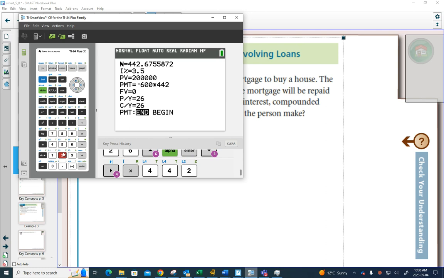But just making that little decision to go every 2 weeks instead of once a month takes off another 10 grand. Crazy. Little things that you can do that can save you a lot of money.